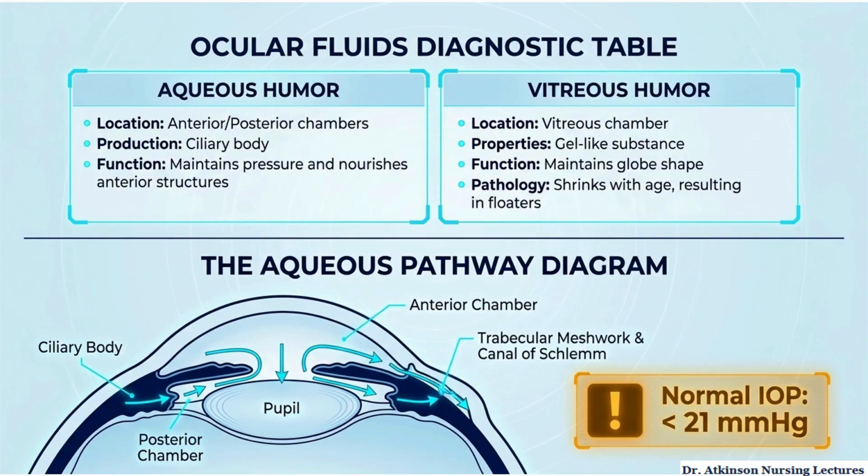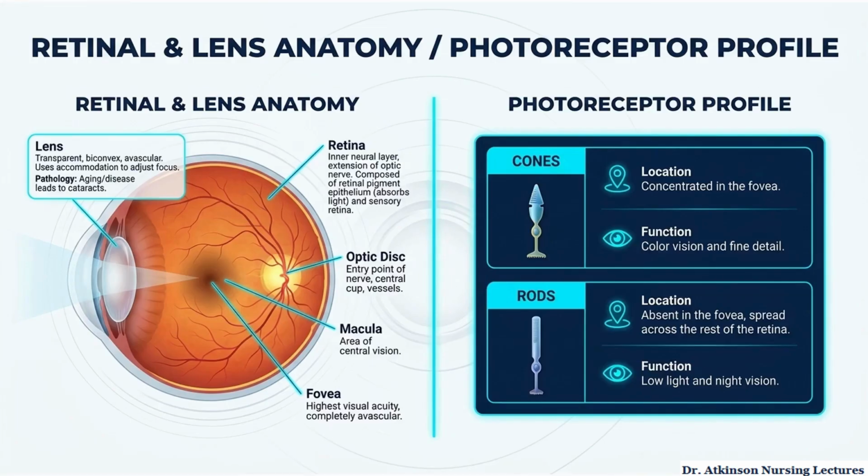The vitreous humor is located in the vitreous chamber behind the lens. It is a gel-like substance that helps maintain the shape of the globe. With aging, the vitreous can shrink and contribute to floaters. The lens is transparent, biconvex, and avascular. It changes shape during accommodation to help focus on near and distant objects. Aging and disease can lead to cataract formation.